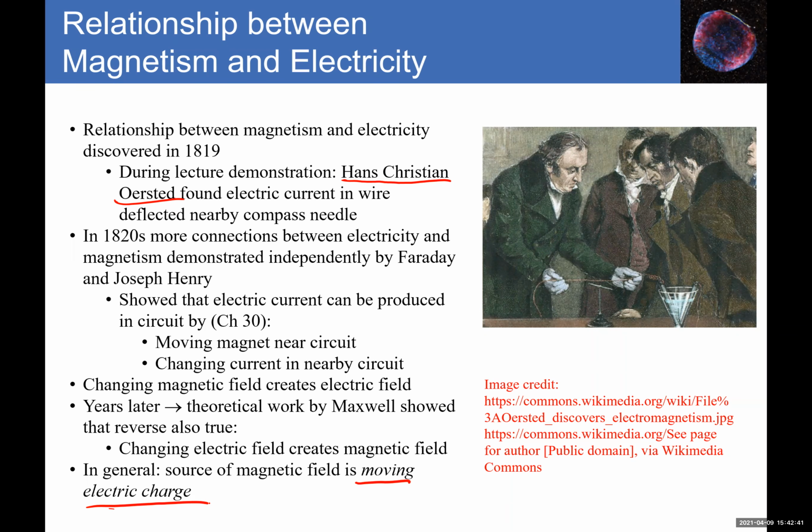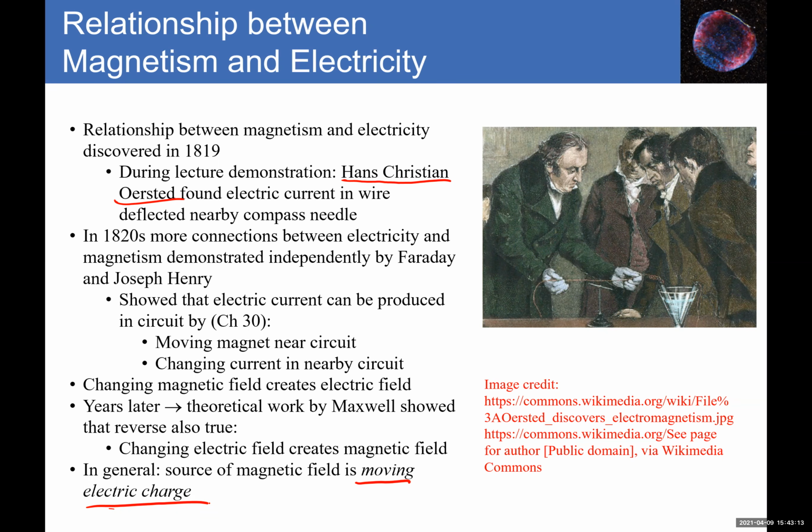So a moving electric charge is a source of magnetic field. It could be a single charge, it could be a collection of charges, but in order for us to get a magnetic field, we need a moving electric charge. So in a way, you can think of electricity as a little more fundamental, in that it's much more universal, whereas magnetism is basically just an effect of a moving electric charge.